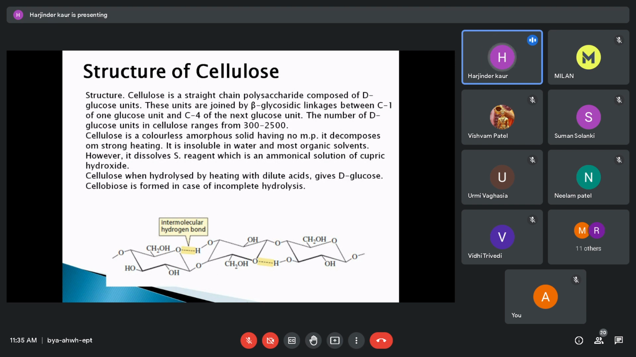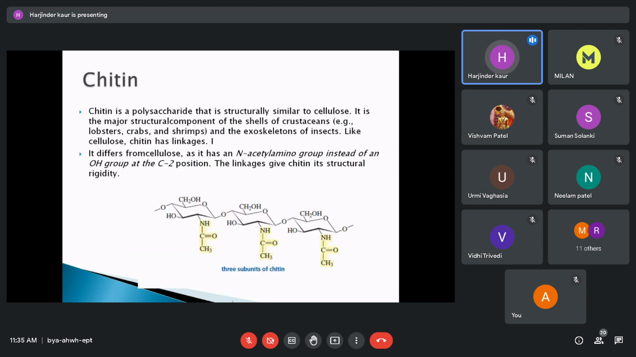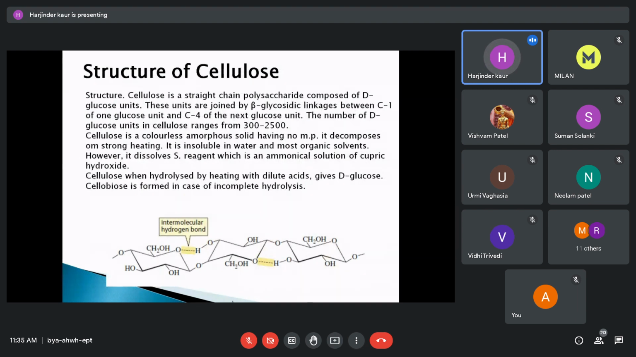The structure elucidation of cellulose is all the same, similar to what I have told you in case of starch. The main difference, as I said, is the linkage between C1 and C4, and cellulose is mostly a straight chain. It does not have any branches, and the number of units in a cellulose chain varies from 300 to 2500. It is a colorless, amorphous solid. It does not melt, it just decomposes, turns black, and chars. You must have seen how sugar chars and does not melt.